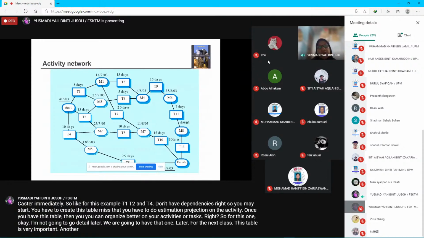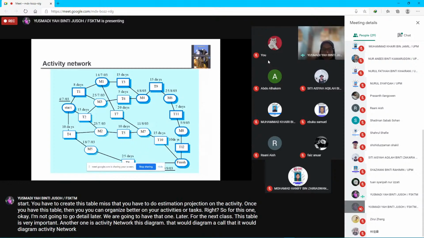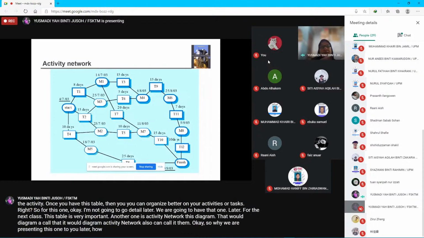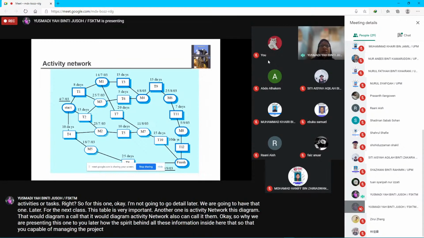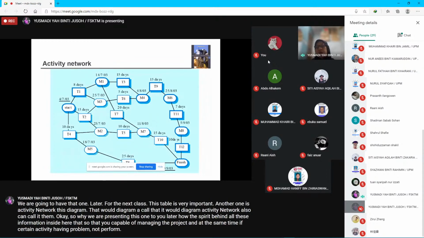Another one is the activity network. This diagram, I would call it a network diagram, or activity network, you can also call it. Why are we presenting this to you later? The spirit behind all the information in here is so that you are capable of managing the project, and at the same time, if a certain activity has a problem, does not perform on time, does not finish on time, what should be done?